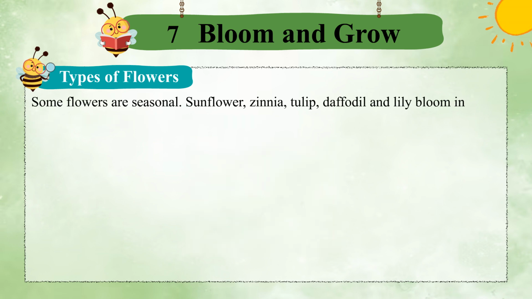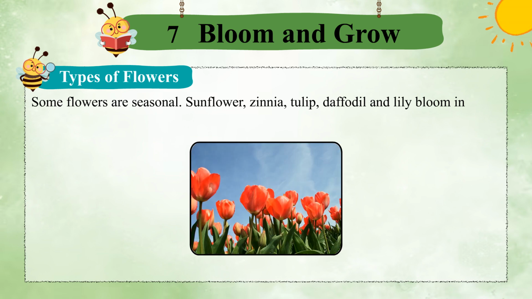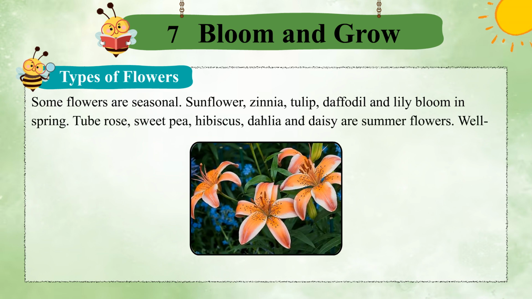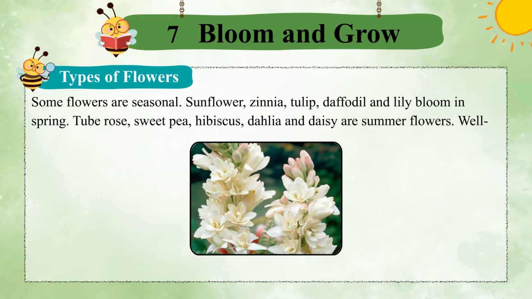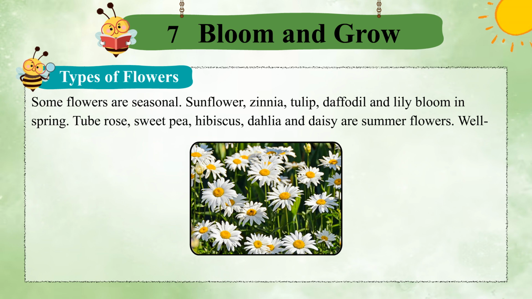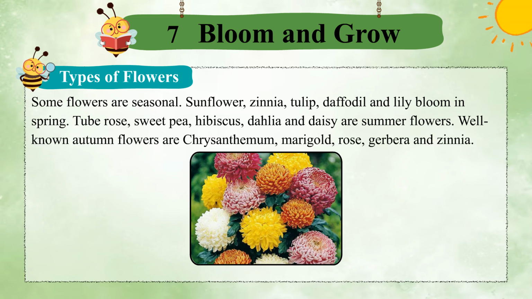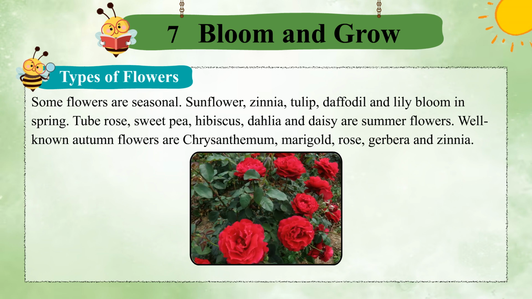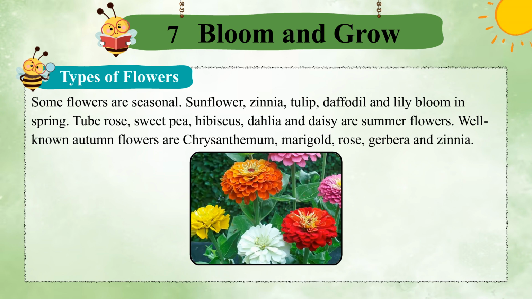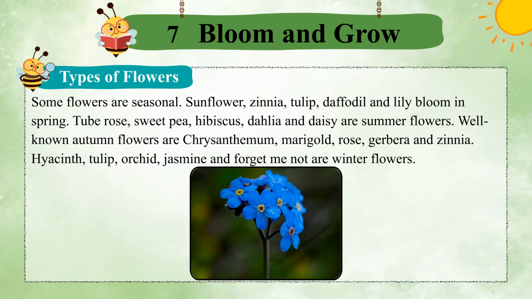Some flowers are seasonal. Sunflower, zinnia, tulip, daffodil, and lily bloom in spring. Tube rose, sweet pea, hibiscus, dahlia and daisy are summer flowers. Well-known autumn flowers are chrysanthemum, marigold, rose, gerbera and zinnia. Hyacinth, tulip, orchid, jasmine and forget-me-not are winter flowers.